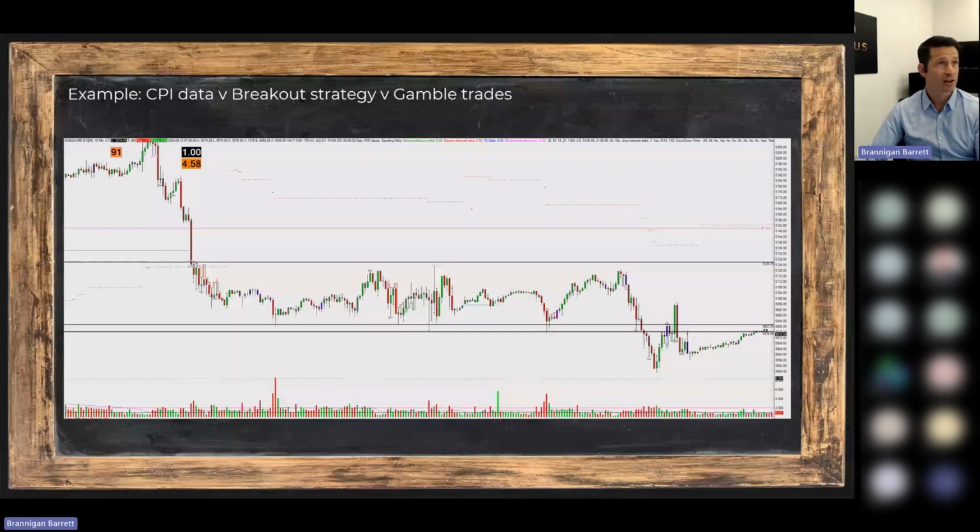Now, a B trade strategy is something like a breakout strategy. You all have breakout strategies. These are structured plays. We know how to execute them.